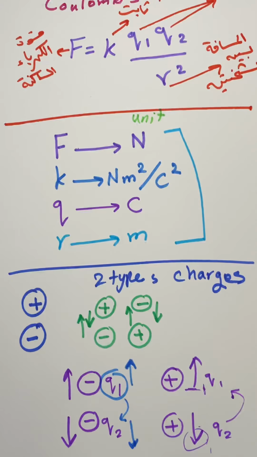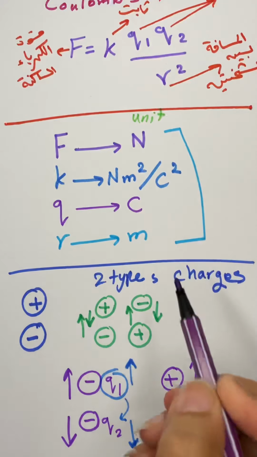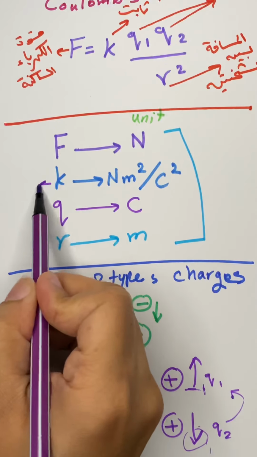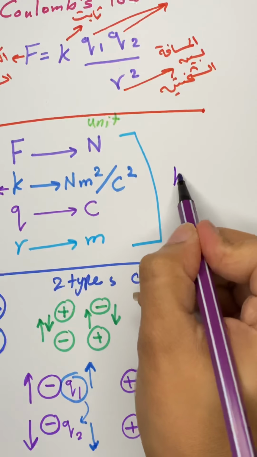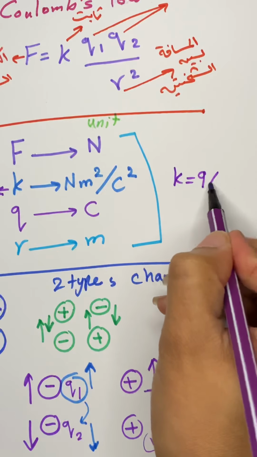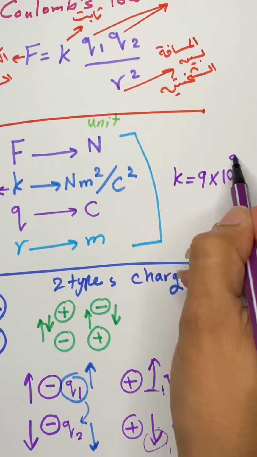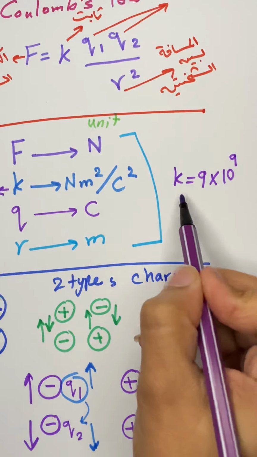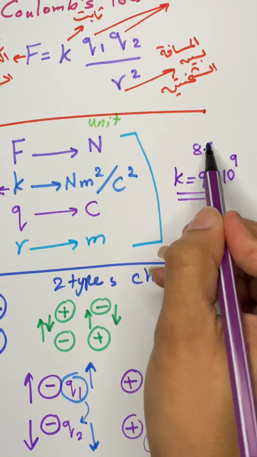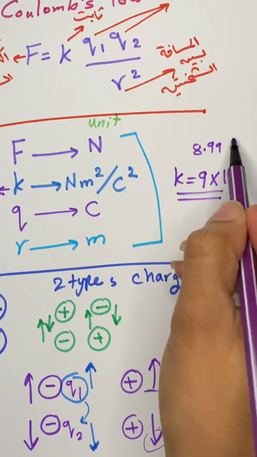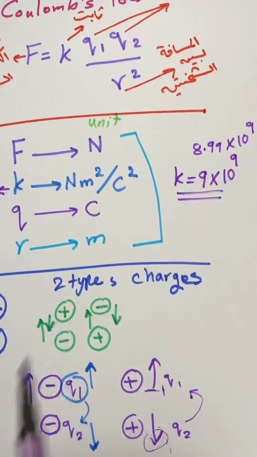Okay, and here is something important. You have to know K. What does K equal to? K is 9 times 10 to 9. This is the quantity of K. Sometimes they will say 8.99, which is approximately 9 times 10 to 9.